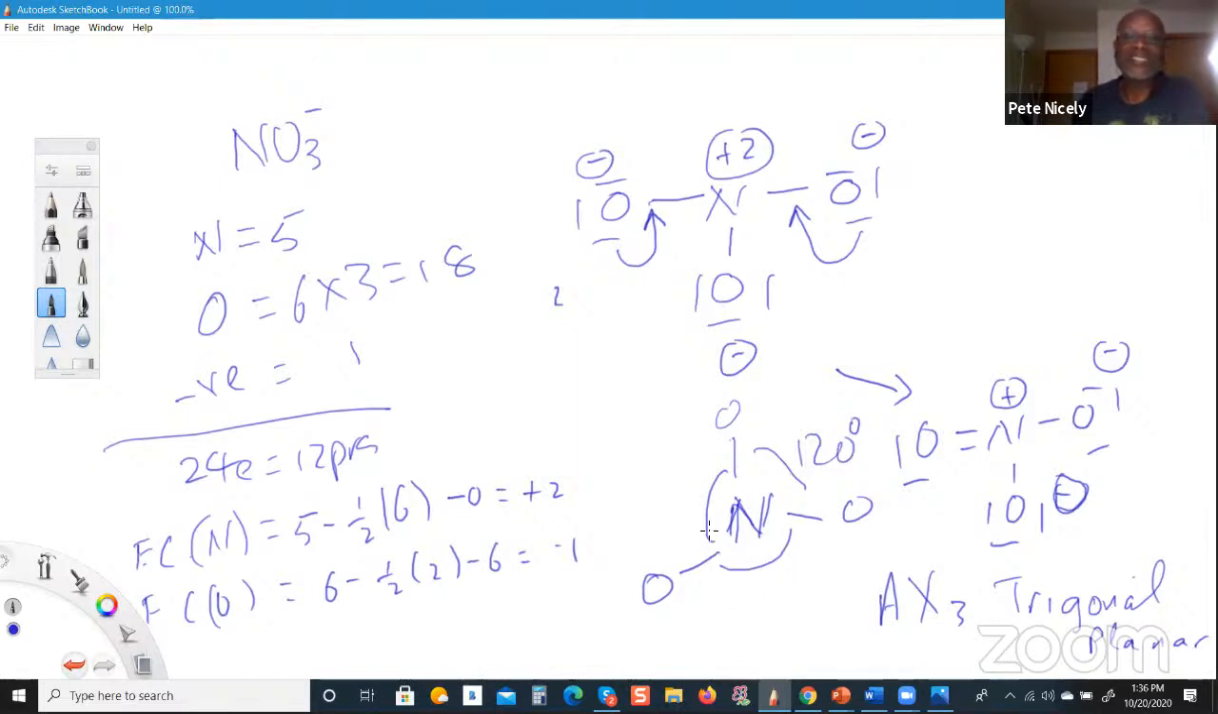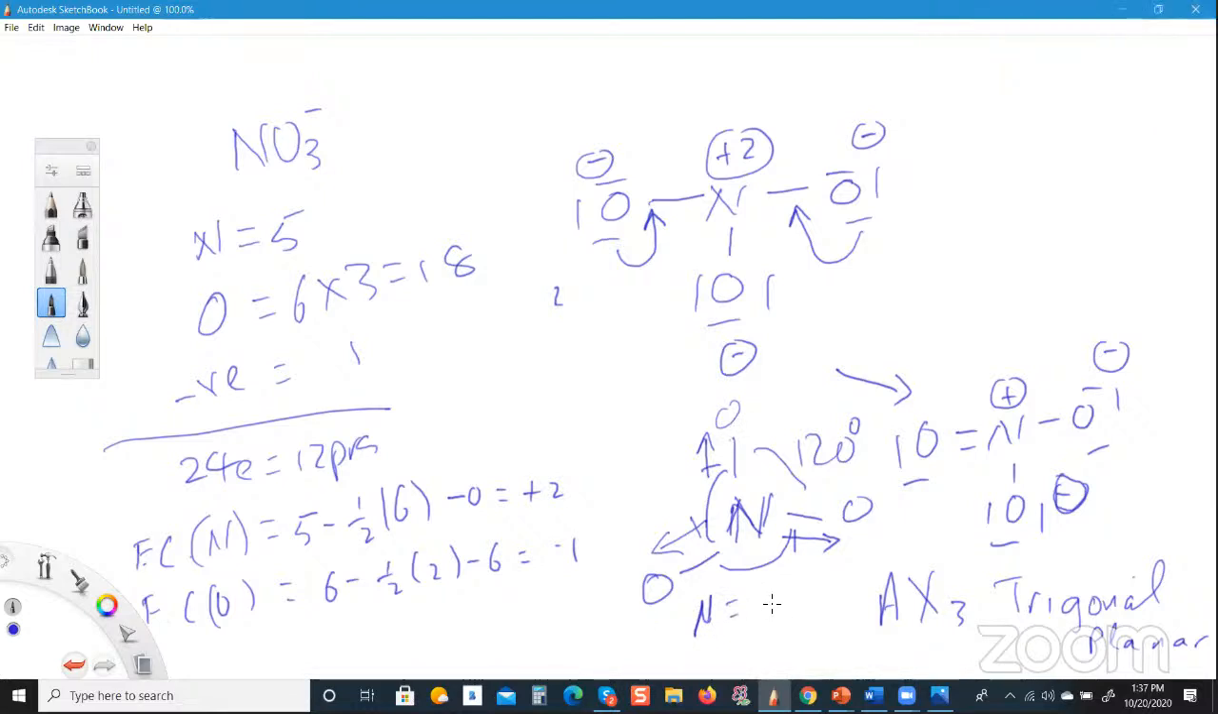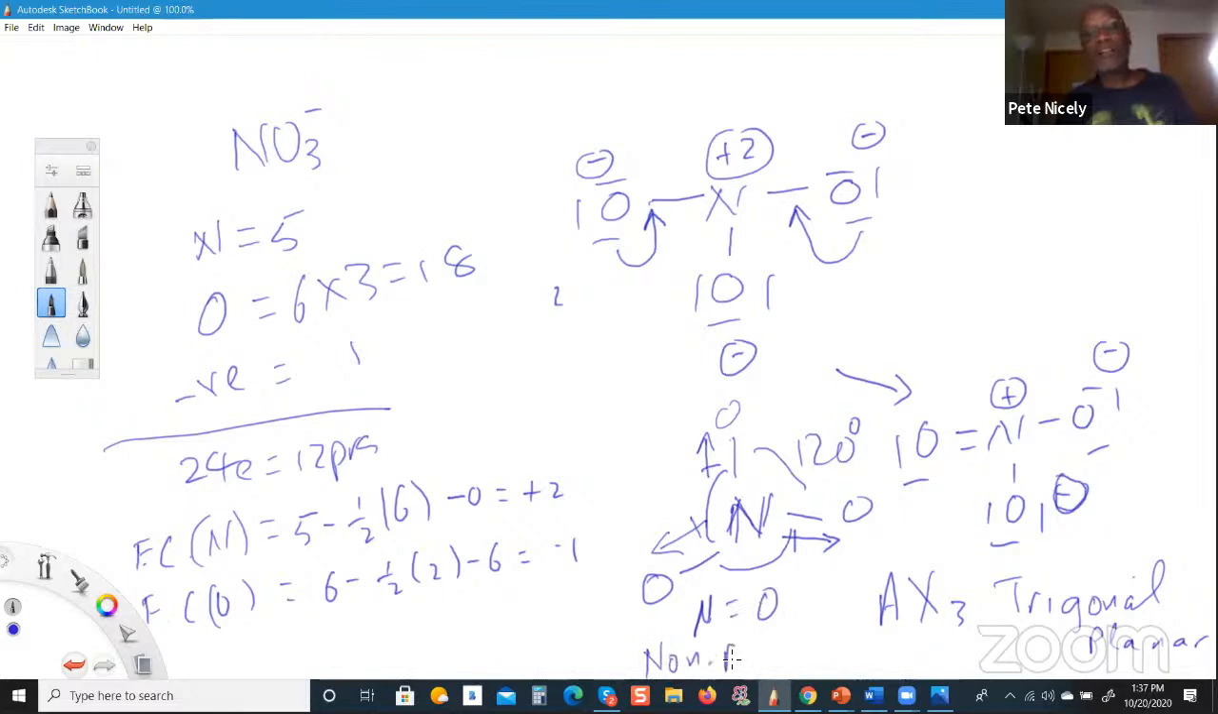Well, let's look at this. You have one dipole acting in this direction, another dipole acting in this direction, and a third dipole acting in this direction. They're equally spaced out. You see what I'm saying? So what would the net dipole be? Zero. Exactly. So this would be non-polar as a result. That's basically the shape of that ion.